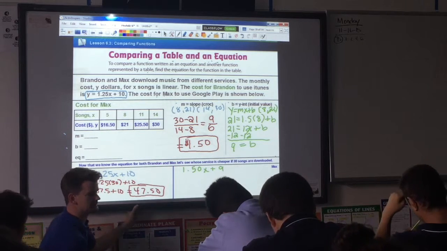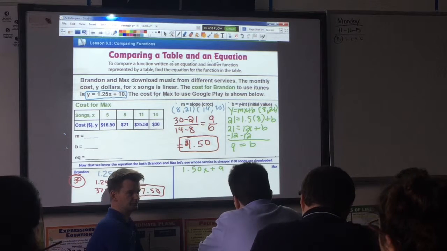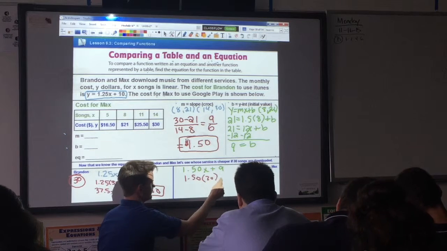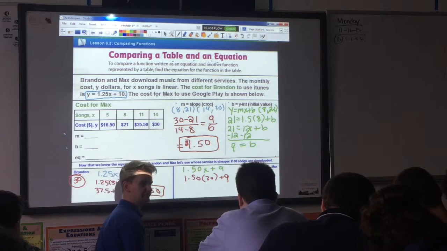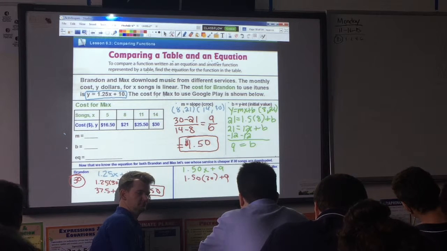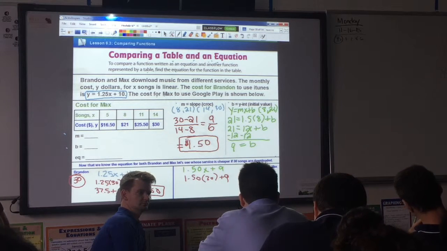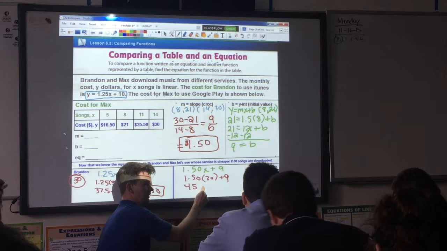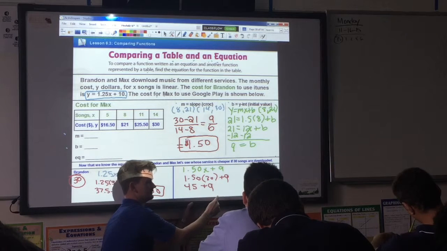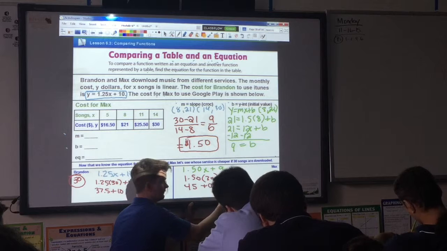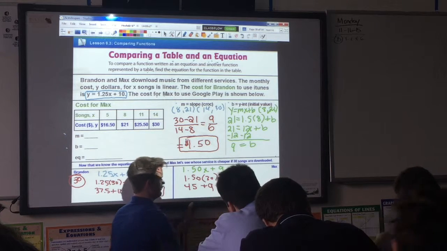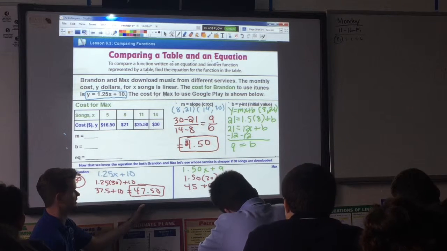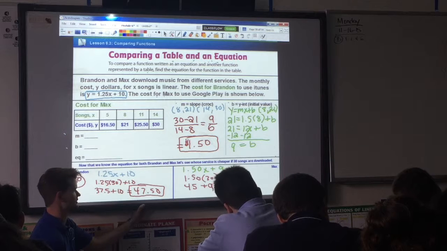Now we're going to figure out Max. Shimon, where's the 30 go? X. So 1.50 times 30 plus 9. What is 1.5 times 30? Anybody? I'll help you out. It's 45. 45 plus 9 gives me 54. So $54. Who is cheaper, Brandon or Max? Brandon was cheaper by about $6.50.